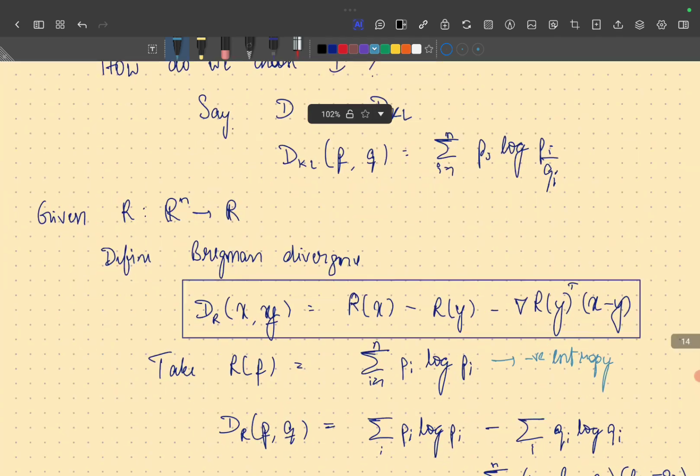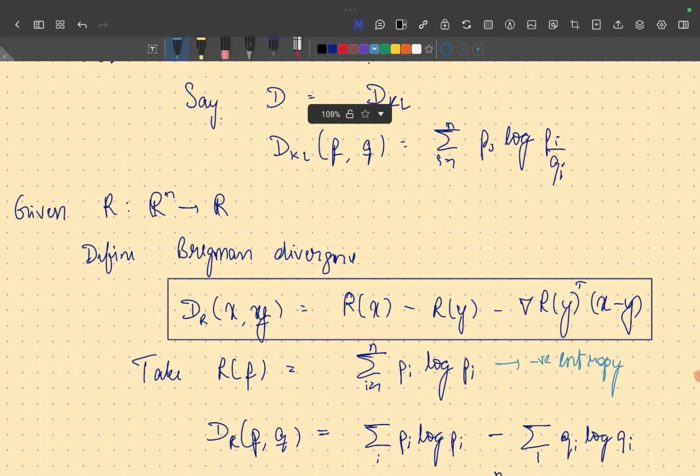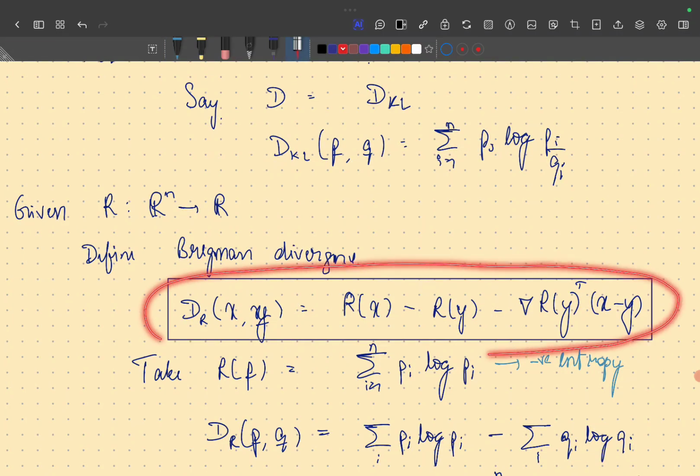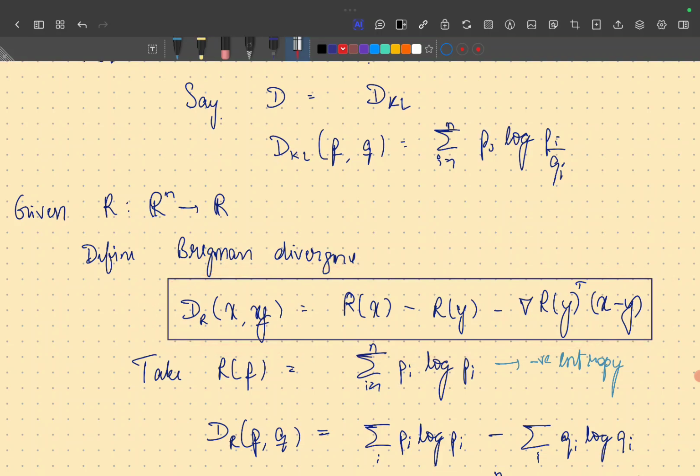I hinted that the L2 norm squared is one choice of D. Another choice of D was the KL divergence, but in general you could take D to be a Bregman divergence. So D(x, y) could be of the form r(x) minus r(y) minus the gradient of r(y) transpose times (x minus y), for some function r. So it's nothing but the difference between r(x) and the first order Taylor series approximation of r about y.